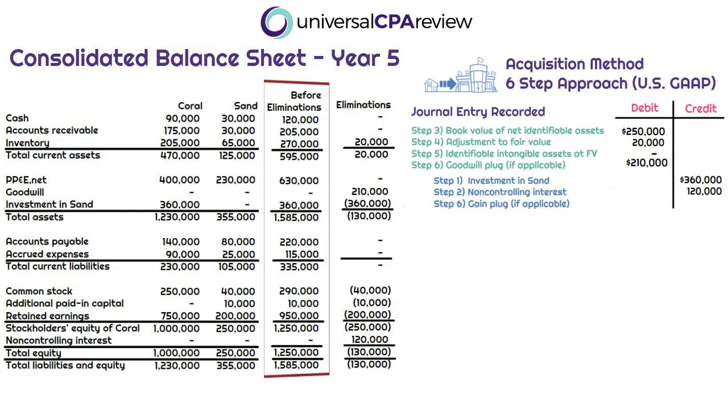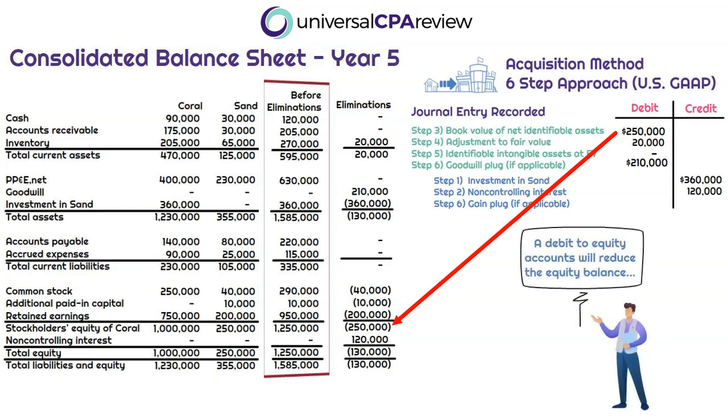And then we can move down to common stock, additional paid in capital, and retained earnings. For Sand, that $40,000, the $10,000, and the $200,000, since we're debiting those accounts in our 6-step journal entry, and these equity accounts have a natural credit balance, that's going to be a negative elimination in our column. So that's why it's a negative number, because we just need to remove anything related to Sand. And when we get to the consolidated column, you'll see that consolidated stockholders' equity is just equal to what Coral has, which is $1 million.